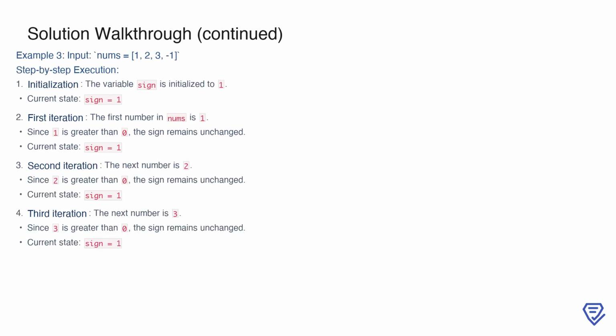In the third example, the input array is 1, 2, 3, -1. Here, we start by initializing sign to 1. The first number in the array is 1, which is greater than 0, so the sign remains unchanged, and sign stays as 1. Moving to the second number, 2, we see it is also greater than 0. Again, the sign remains unchanged, and sign is still 1. For the third number, 3, the same logic applies. Since 3 is greater than 0, the value of sign does not change and remains 1.